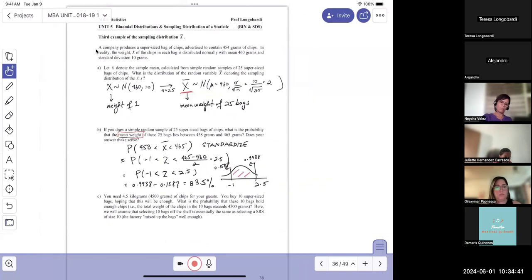You need 4.5 kilograms or 4,500 grams of chips for your guests. You buy 10 supersized bags, hoping that this will be enough. What is the probability that these 10 bags hold enough chips? We're going to assume that selecting 10 bags off the shelf is essentially the same as selecting a simple random sample of size 10.